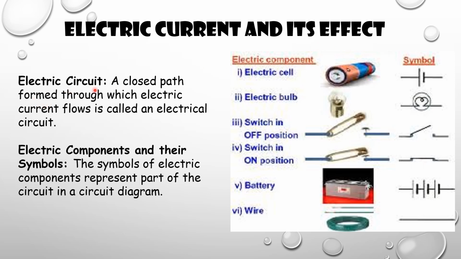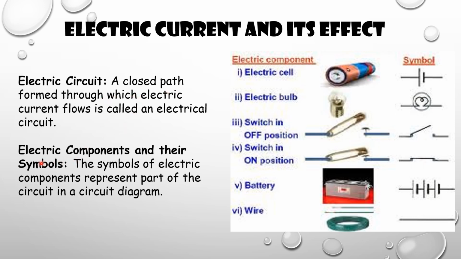Electric circuit. First we will see what is an electric circuit. A closed path formed through which electric current flows is called an electrical circuit or electric circuit. So an electric circuit needs a closed path. In any open space, current cannot pass through it. So for an electric circuit it needs a closed path.